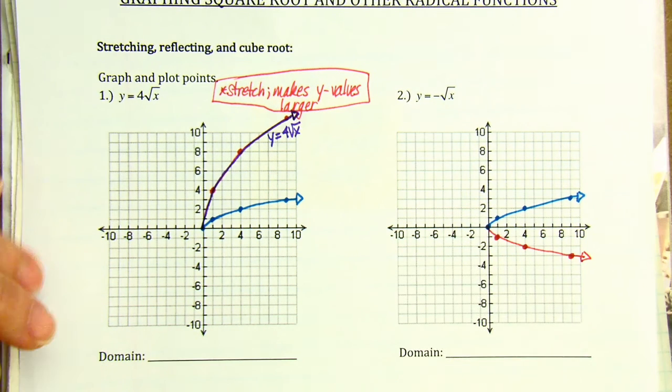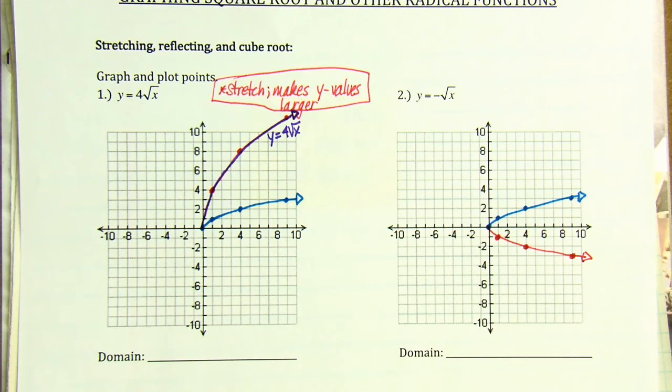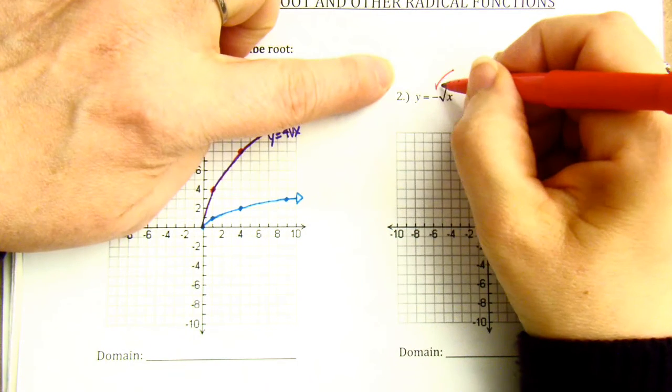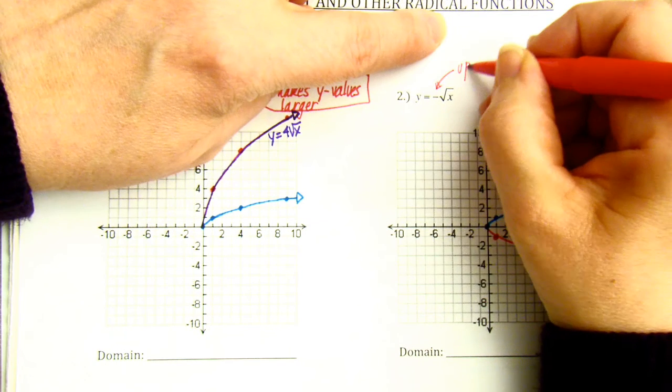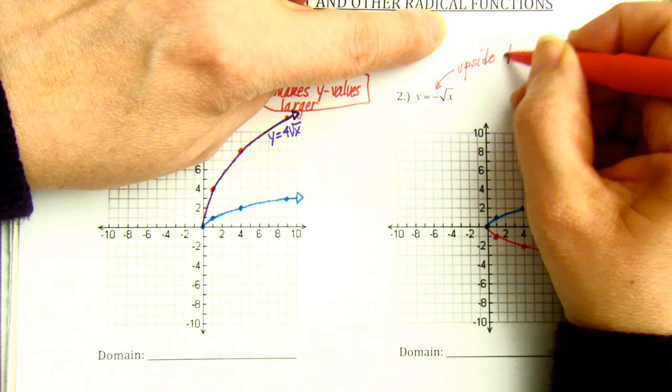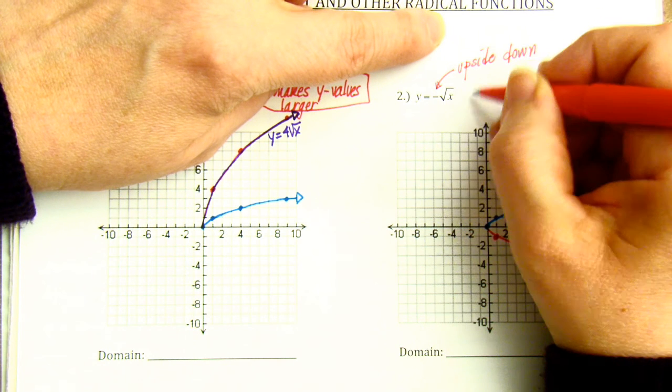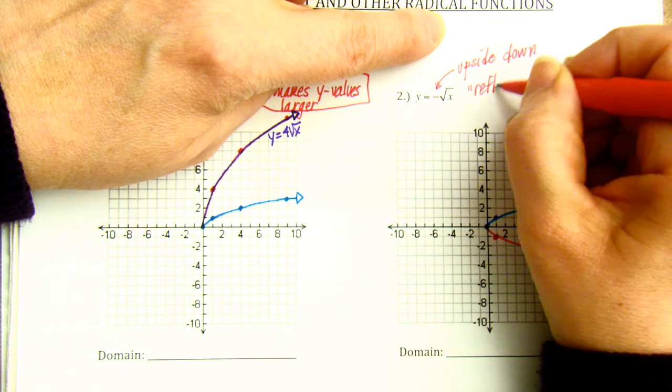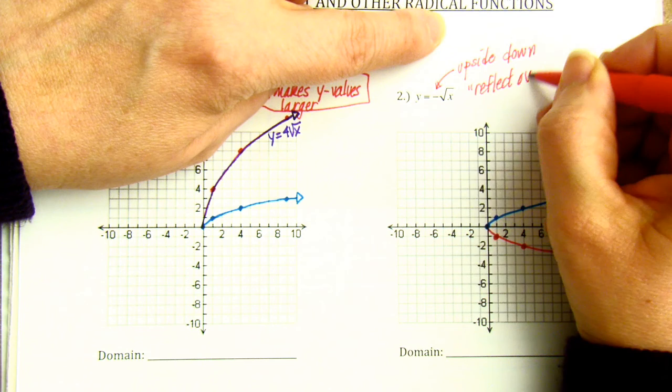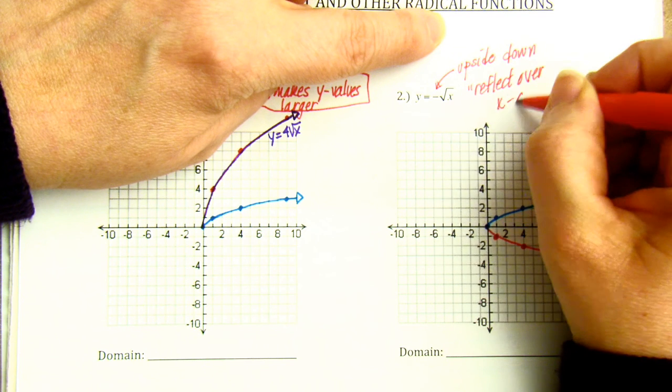And there is the graph of my upside down square root function. Or we say reflect over the x-axis.